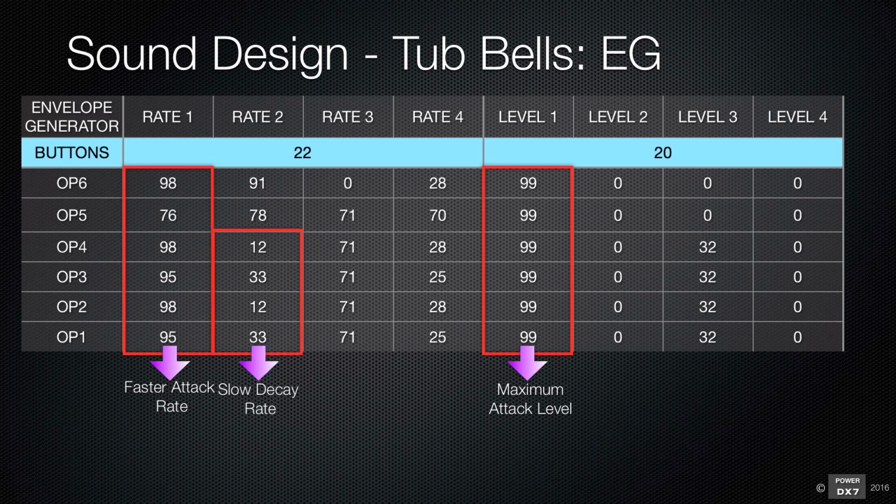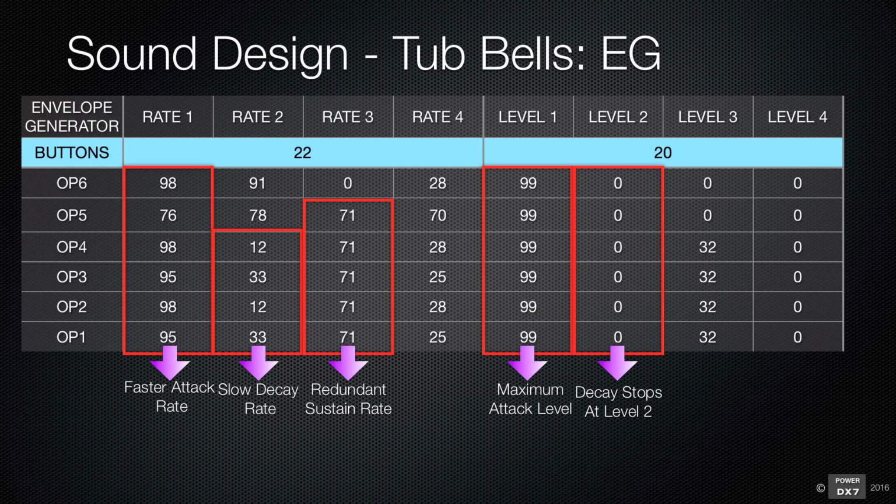Rate 2 for operators 1, 2, 3, and 4 shows its slow decay rate. For operators 5 and 6, their rate 2 is much higher with faster decay rate. When we look at level 2 for all operators, they are 0. This means that there is no output at level 2 for both carriers and modulators. This tells you that the tube bell sound that we hear is from level 1, from attack to decay.